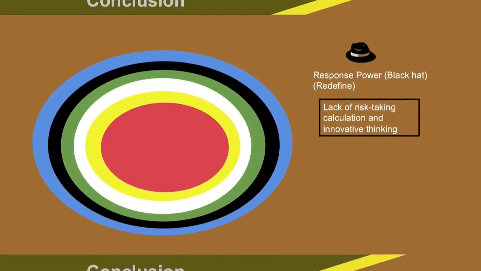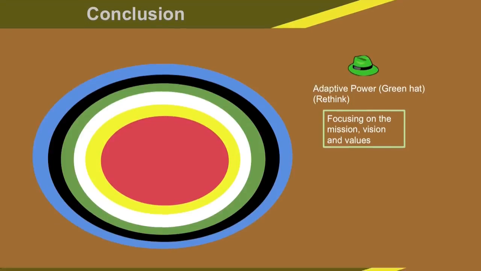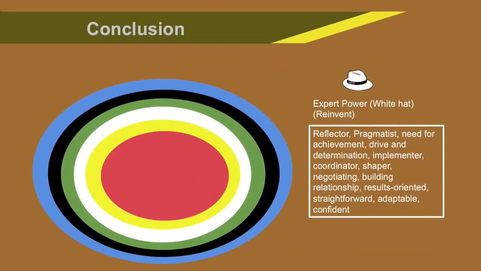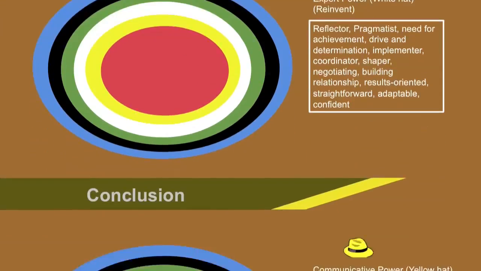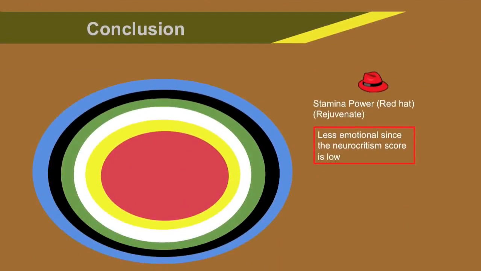The third one is the green hat, which indicates an adaptive power, where I am rethinking to focus on my mission, vision, and values. The fourth one is the white hat, which indicates my expert power, where I am reinventing my individual competence. The fifth one is the yellow hat, which indicates a communicative power, where I am redesigning myself according to my personality. And the last one is the red hat, which indicates a stamina power, where I am rejuvenating my emotions.